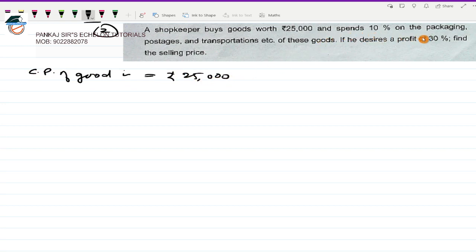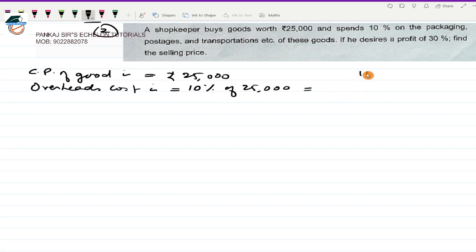And spends 10% on the packaging, postage, transportation, etc. of these goods. So all this packaging, postage, transportation, etc. comes under overheads. So I'll write here overheads cost is equal to 10% of the cost price, 25,000.